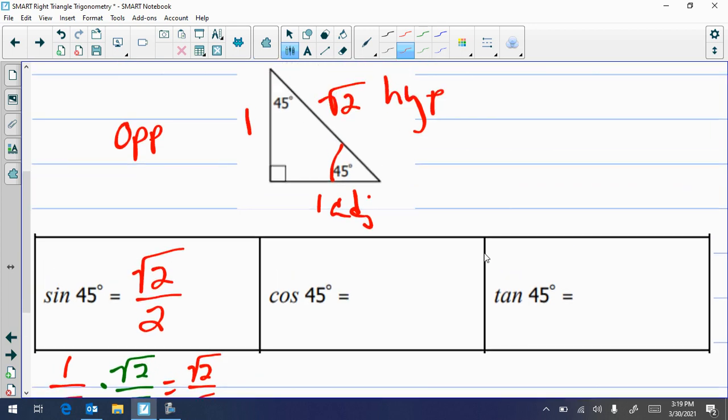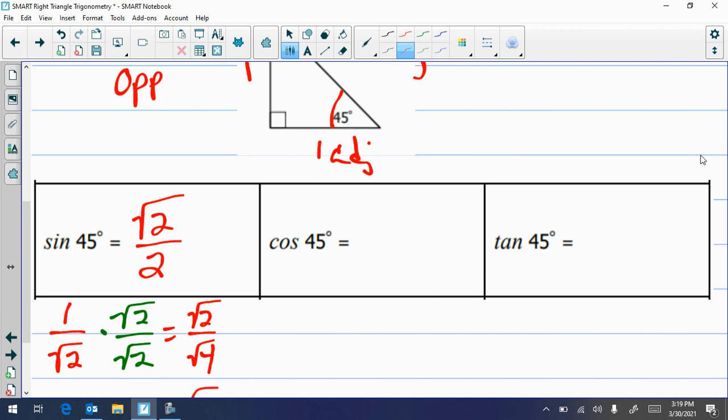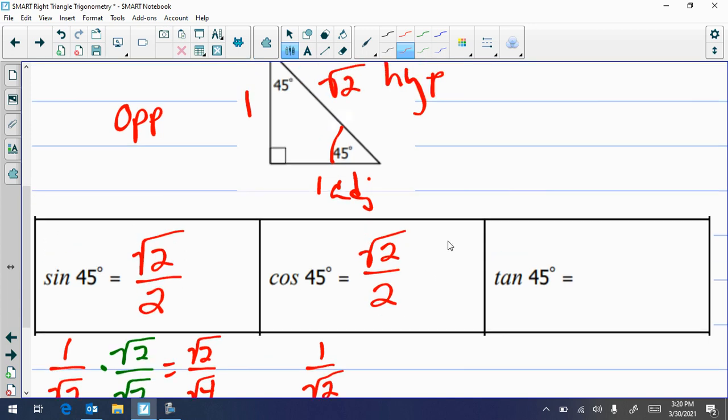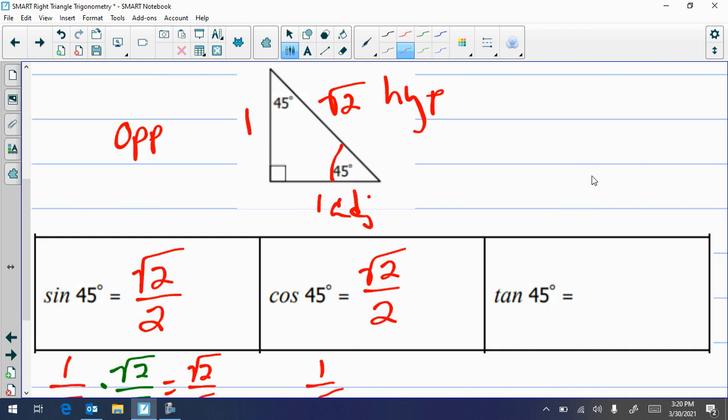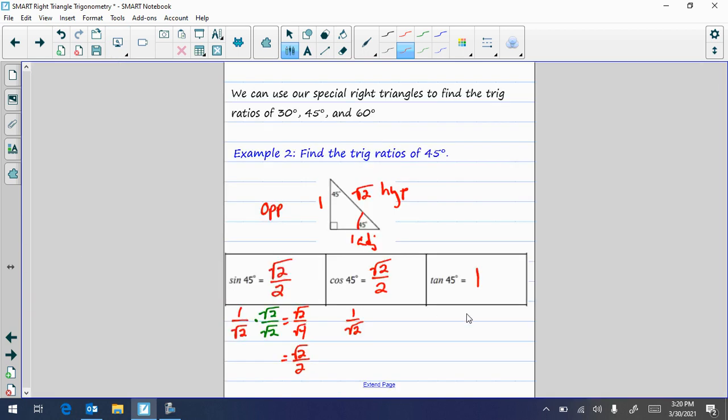Now notice my cosine also is going to be 1 over the square root of 2, because my adjacent and my opposite are the same. I don't need to re-rationalize, I just did it. And then my tangent will be 1 over 1, which is just 1. Now I only did 3. You're going to do the other 3 in an assignment later, but you will end up doing the exact same thing.